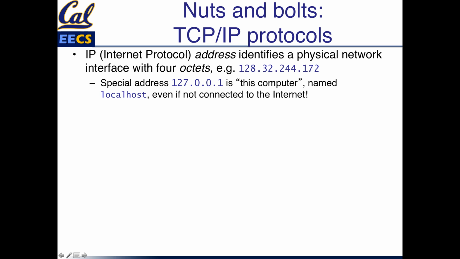There are 4 integers separated by dots. They're often called 4 octets because each integer can be an 8-bit number. There's a special address, 127.0.0.1, which always means this computer, whichever computer I'm running on right now, as opposed to being a unique address of some machine somewhere else. So in general, every machine in the universe has more or less a unique address, although with routers and network address translation, that's a little more complicated than it once was.